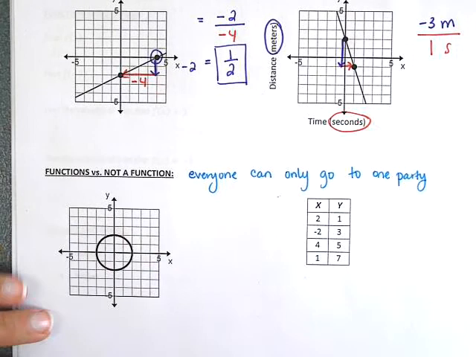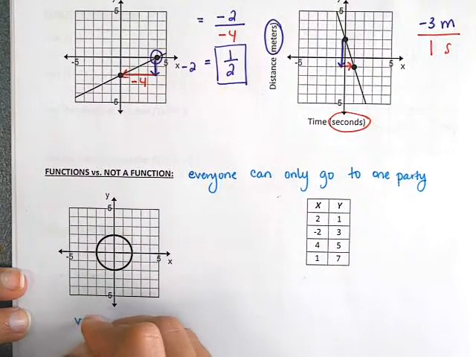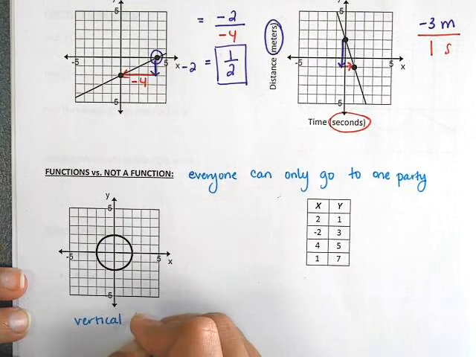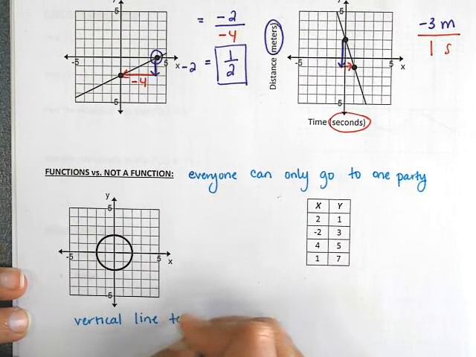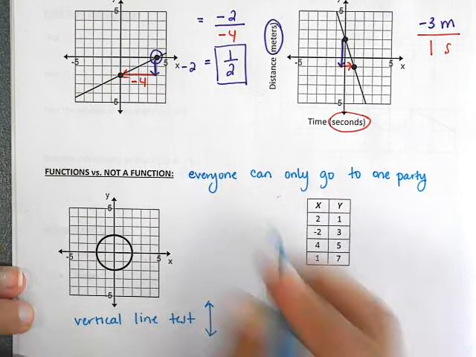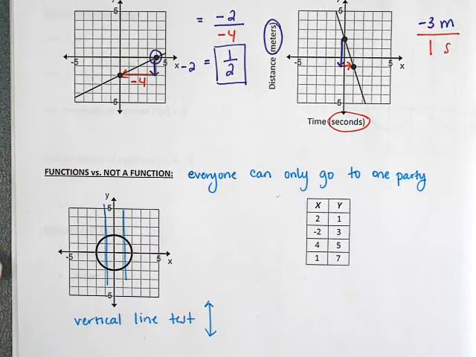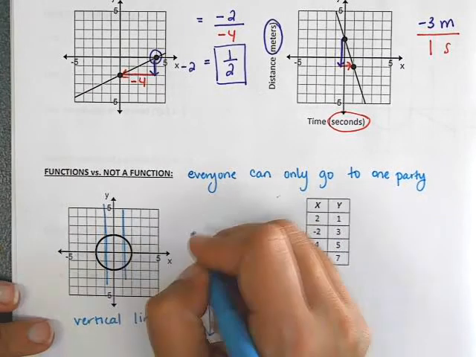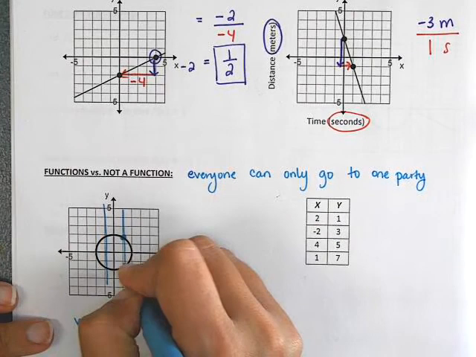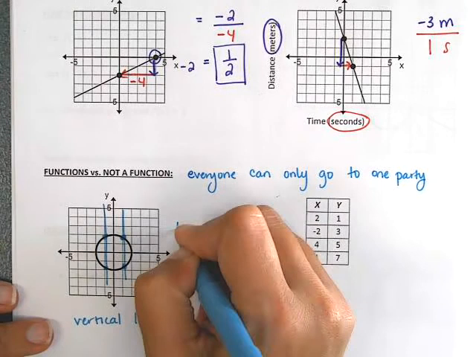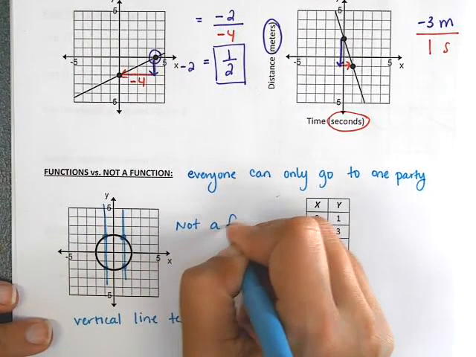And we said when there's a graph, we use something called the vertical line test, which means we're going to draw a vertical line and we want to make sure it only touches the graph once. Since these vertical lines touch the graph in 2 spots, we would say that this is not a function.